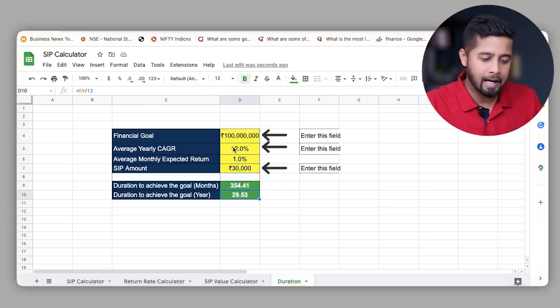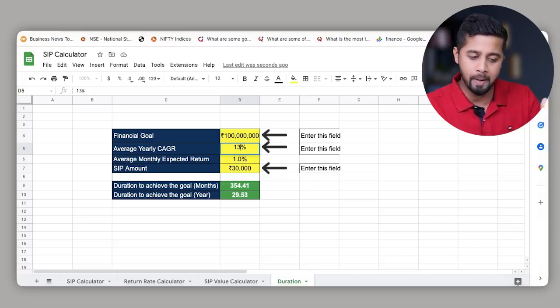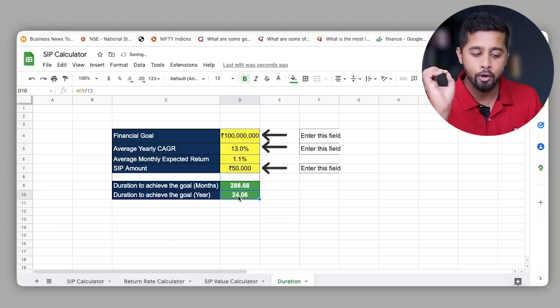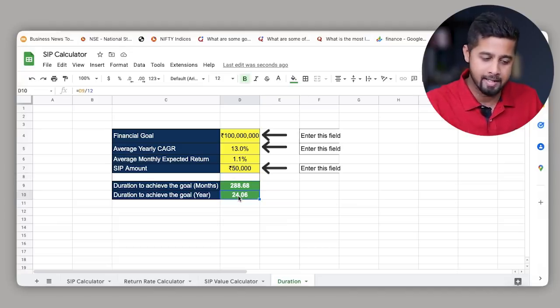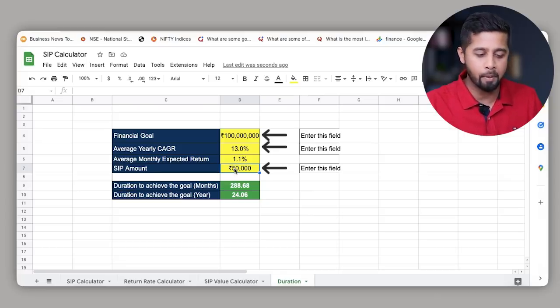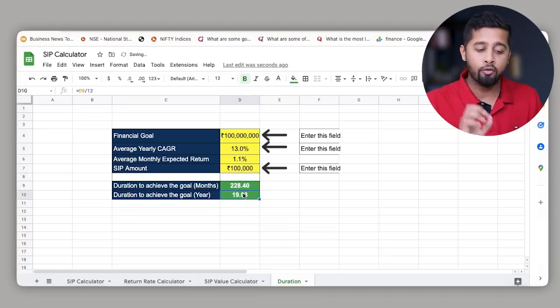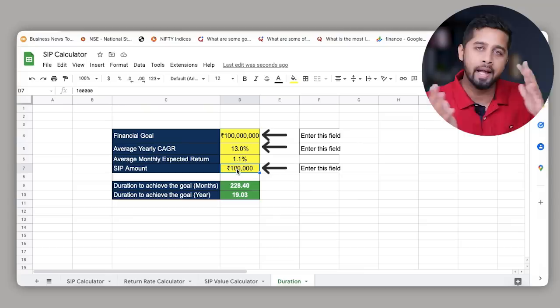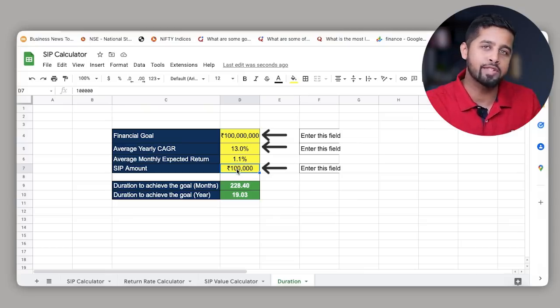But let's say instead of 12%, you expect 13% return, and let's say you make an SIP of 50,000. In that case, you will achieve your corpus of 10 crore in 24 years. And let's say if you increase your SIP amount from 50,000 to 1 lakh, then you will achieve your corpus of 10 crore in 19 years. Now obviously you can play around with the financial goal, with your CAGR return and your SIP amount, and accordingly you will see for how long you have to stay invested.